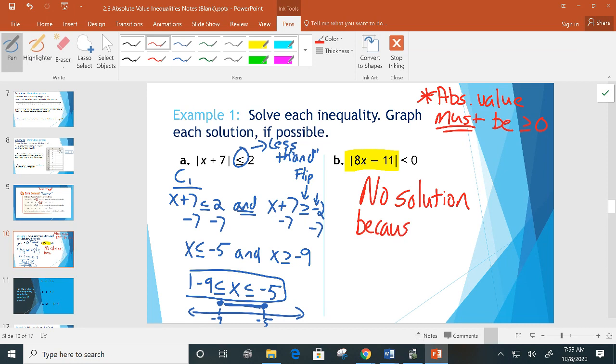because absolute value must be greater than or equal to 0. So always recognize those same things. We saw it when we dealt with absolute value equations. We had those cases where there was no solution. Those can appear here as well. So you have to recognize and remember in the back of your head, what does absolute value tell me? And absolute value has to be greater than or equal to 0.